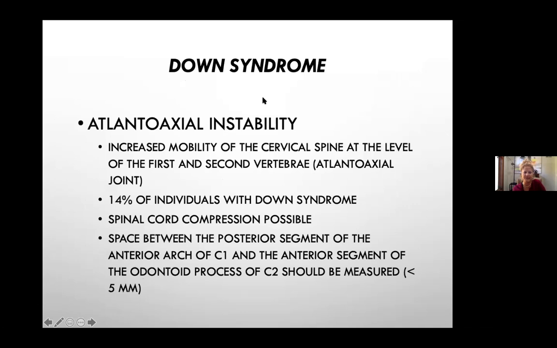Atlantoaxial instability is something I want to mention, and the prevalence is about 14% in individuals with Down syndrome. This is the C1, C2 vertebrae. So right at the base of our neck, at the top of our cervical spine, this is an instability in those two vertebrae. And so this could be a painful condition.